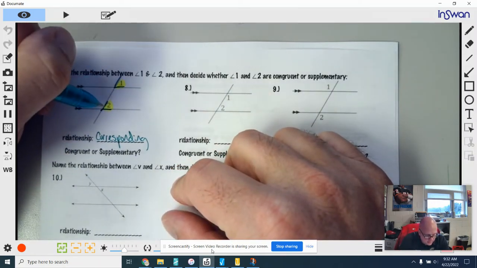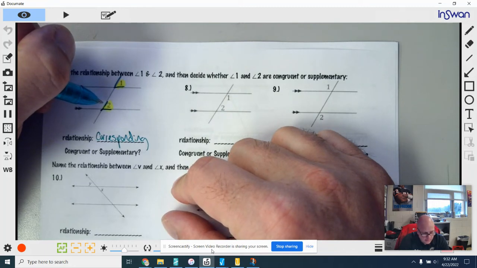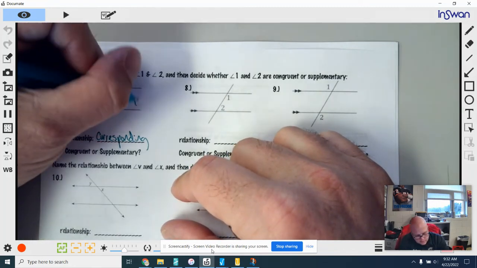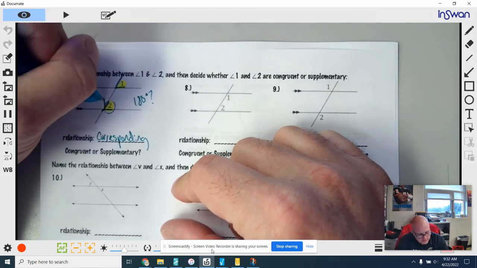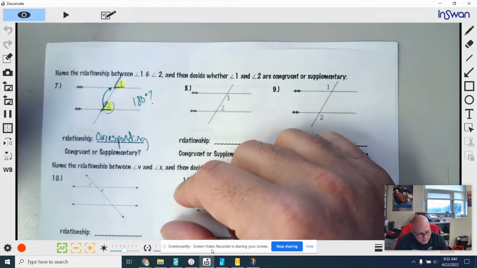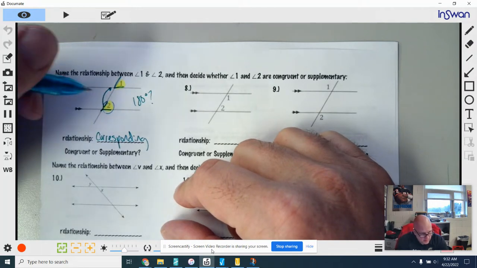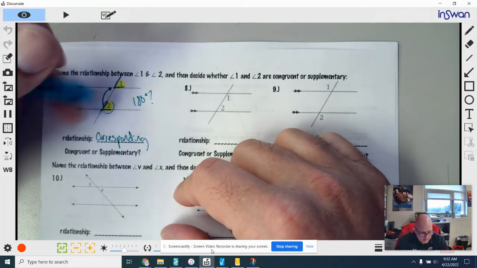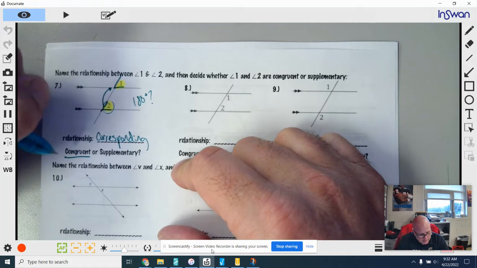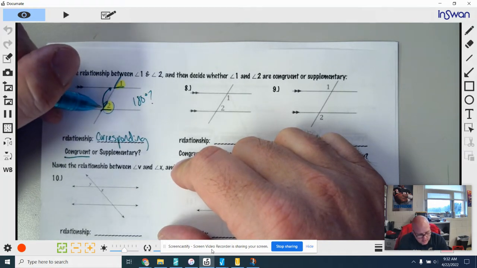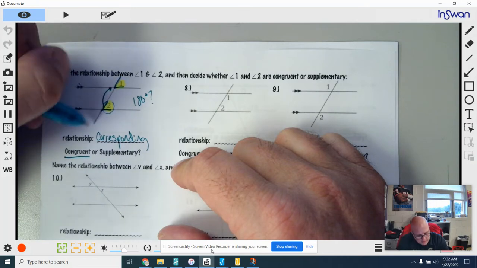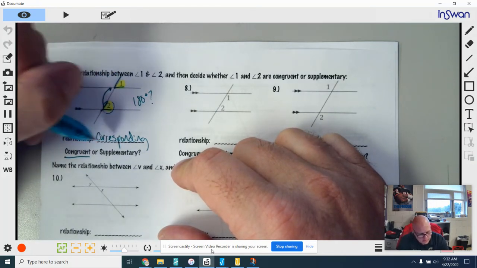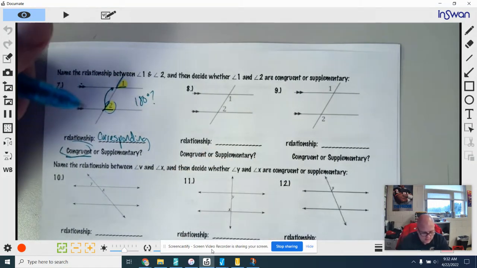And corresponding angles, you think, well, are they supplementary? If I piece these two together, would it equal 180 degrees? If I took this piece, slid it up here, would it form a straight line? In this case, no. So they are congruent, and congruent means the exact same measure. We know they're the exact same measure because they are parallel, cut by a transversal, and corresponding angles are congruent.